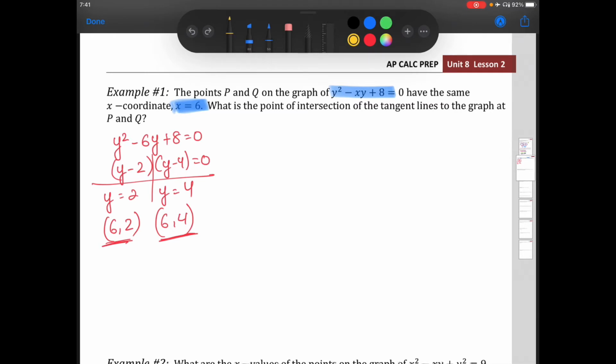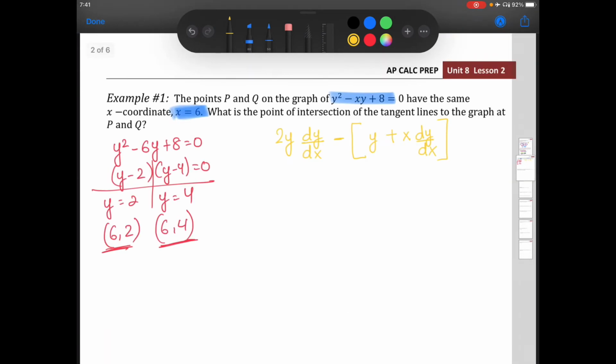Yellow. So it'll be 2y dy over dx minus, I'm going to put this in parentheses because I'm going to use the product rule here. So this is going to be 1 times y plus x times the derivative of y, which is just 1, and then I'm just doing the chain rule, dy over dx, and the derivative of a constant is 0, and it's equal to 0, right?